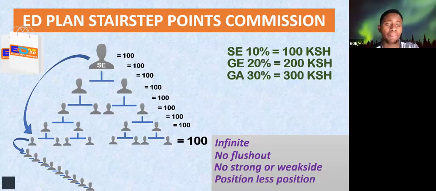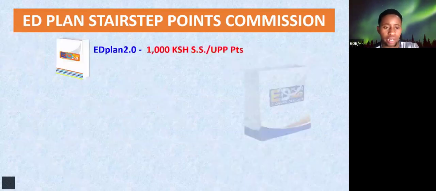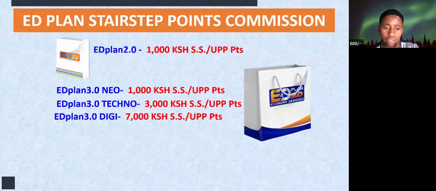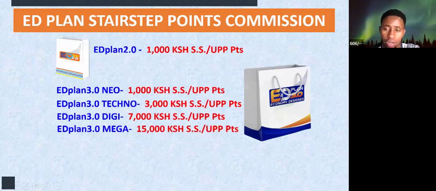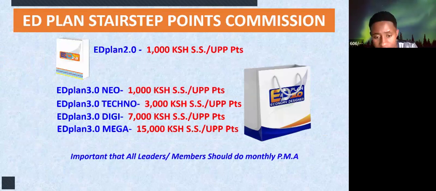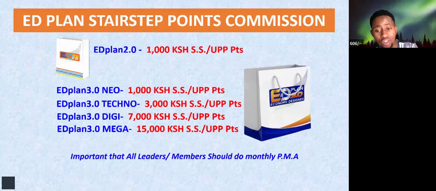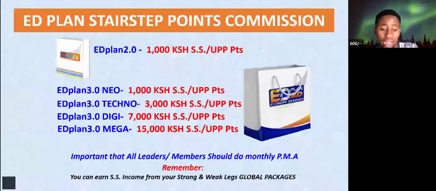Okay, let's check that. Now, this is what I was talking about. Digiverse has this amount of commissional points, Technoverse, Digiverse, and you use those commissional points to now calculate according to your rank. And it is important that all leaders and members should do their PMA. You can earn Stairstep income from your strong and your weak leg global packages.